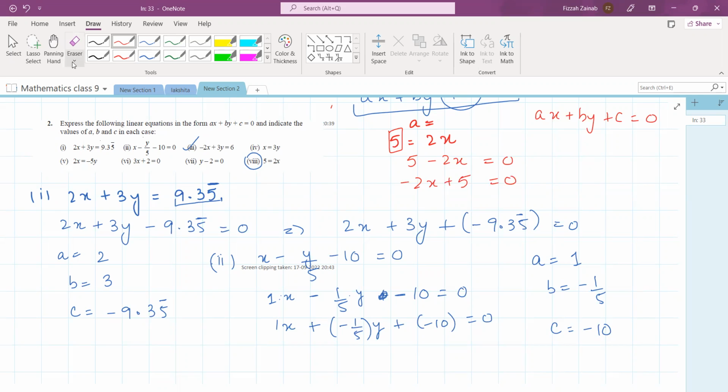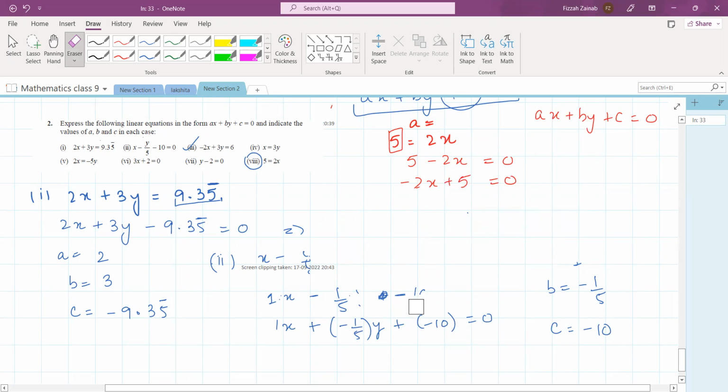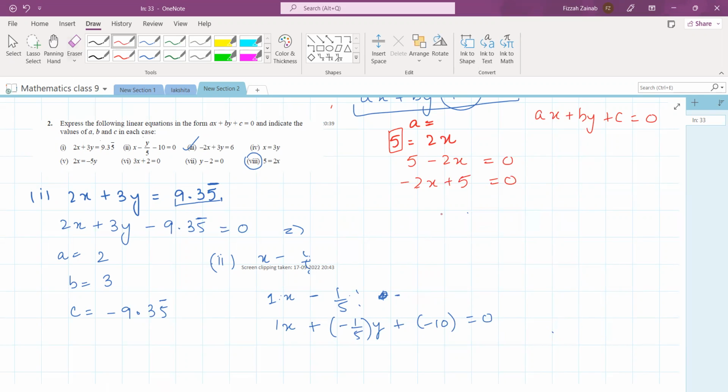Yeah, so I'm just shifting it here. Now I don't have the second variable, right? So I can write it 0y. So I can write it minus of 2x, right? Plus 0 into y and then plus 5 is equal to 0. So now can you see this is comparable to this one, ax plus by plus c is equal to 0?